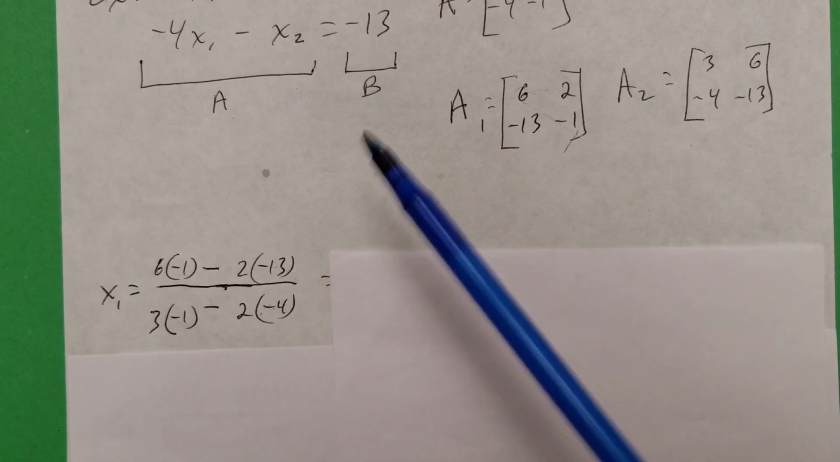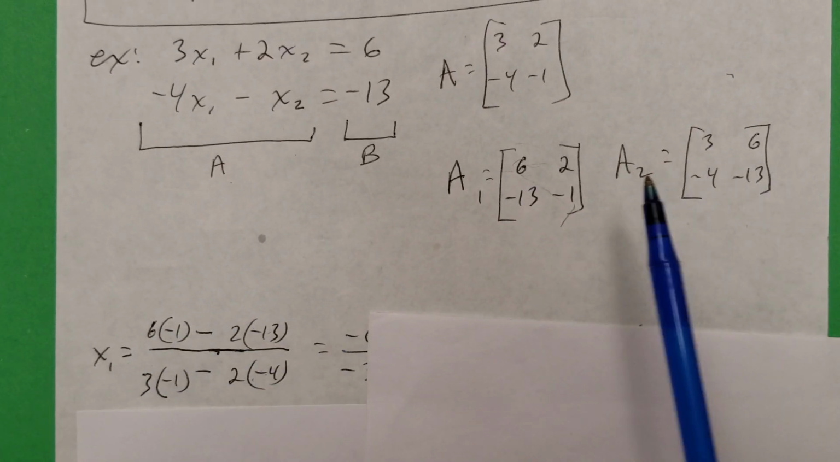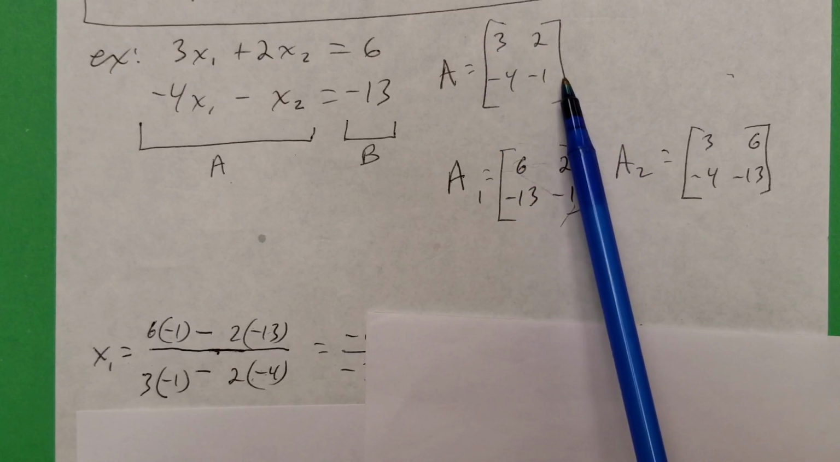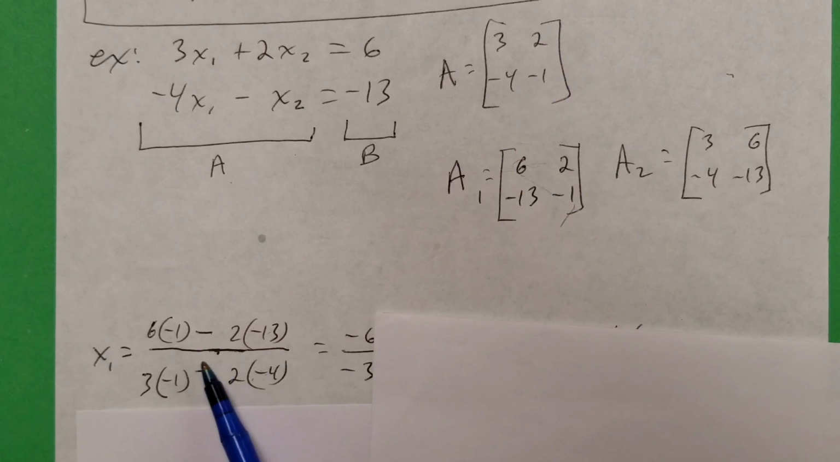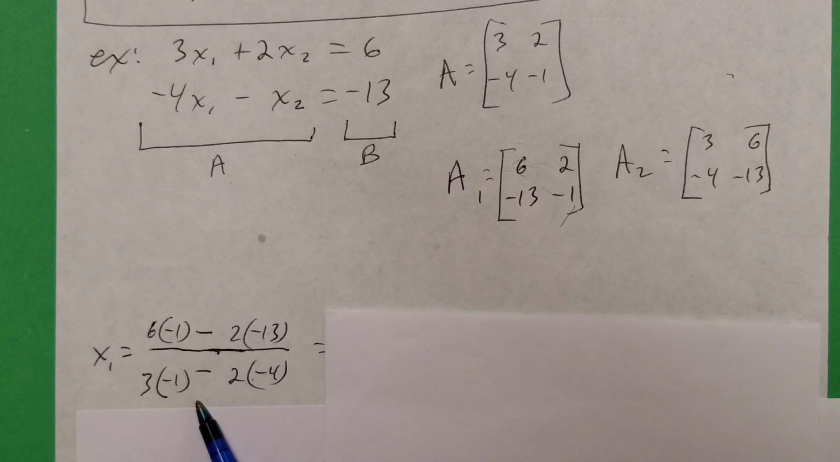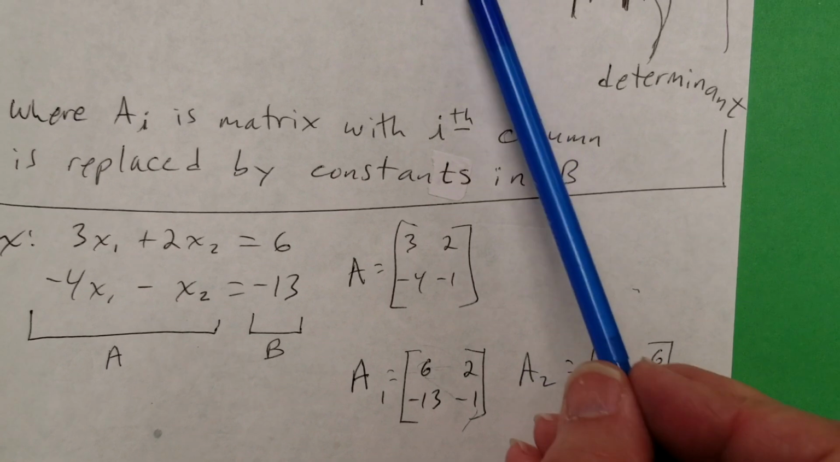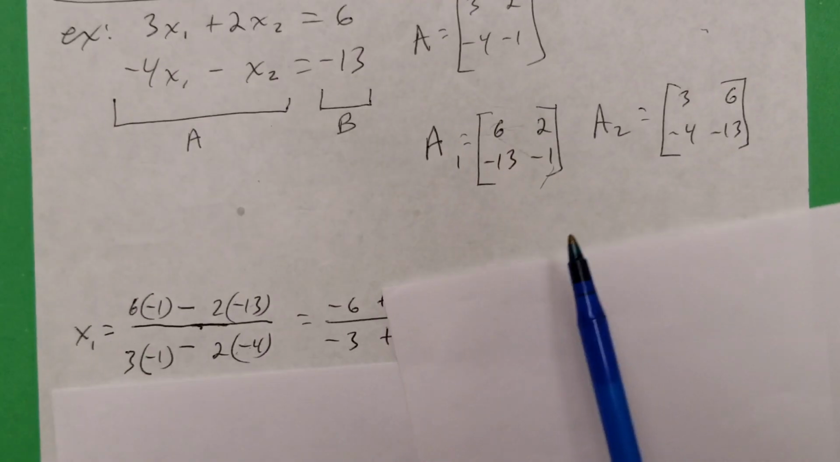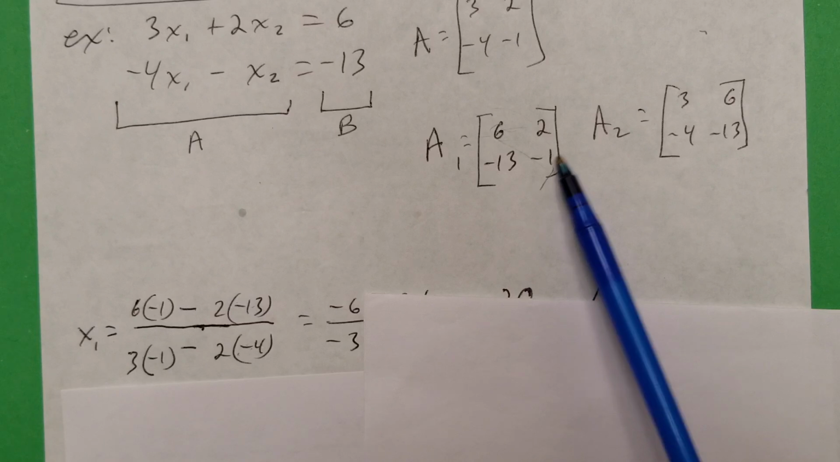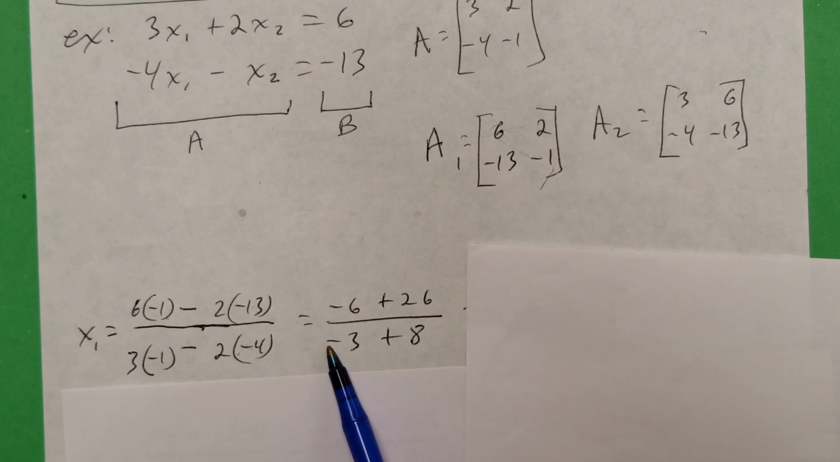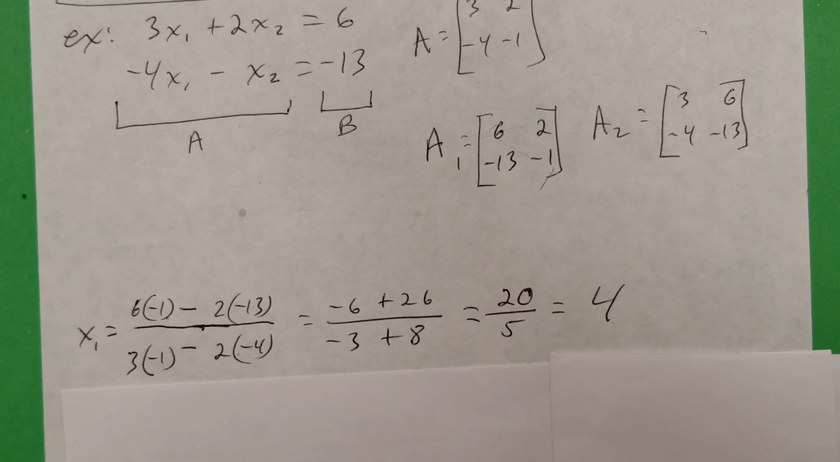So what is the determinant of A1? The determinant of A would be 3 times negative 1, minus 2 times negative 4. Right? So A goes in the bottom. Okay, let me hide the answers. Now I do, according to the rule up here, for the top, the determinant of A1. Right? So 6 times negative 1, minus 2 times negative 13. There it is. And I get these answers. And 20 over 5, which equals 4. Done.